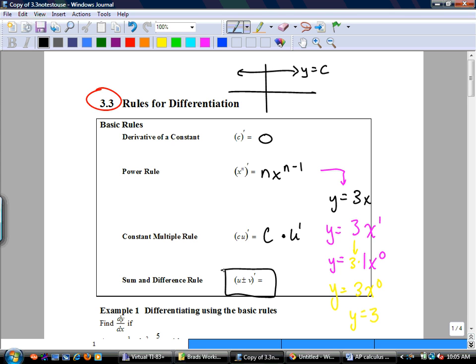So if I have two functions and I'm adding them together or subtracting them from each other and I want to find the derivative, I just take the derivative of one of them and add it to the derivative of the other one. Yeah. All the limit rules. And that's where they come from.